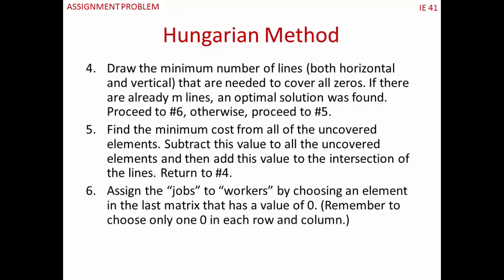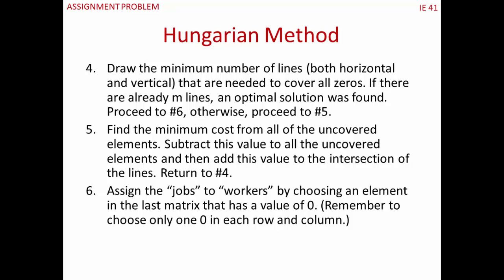And step 6. Assign the jobs to the workers by choosing an element in the last matrix that has a value of 0. Remember to choose only one 0 in each row and column. Solving assignment problems is very easy. You can even opt to not use the algorithm and just check the problem by inspection, for small problems, e.g., 3x3 or 4x4 cost matrices.